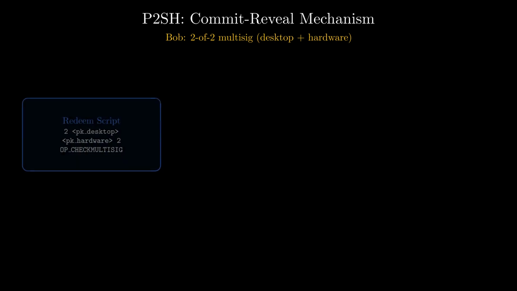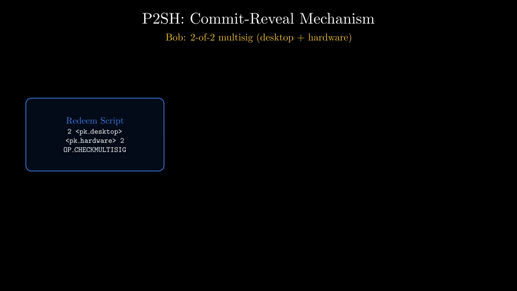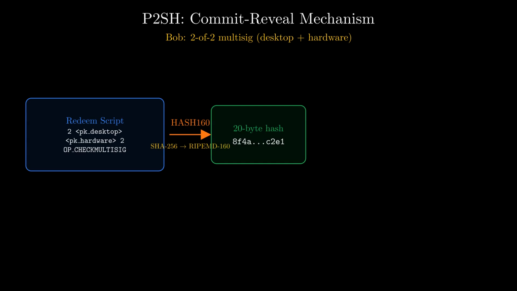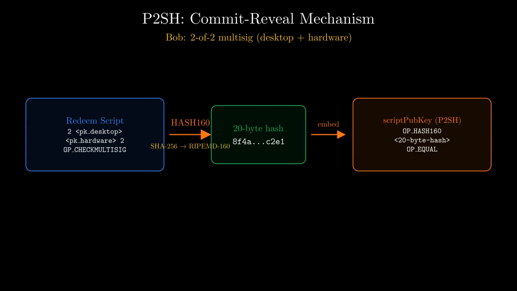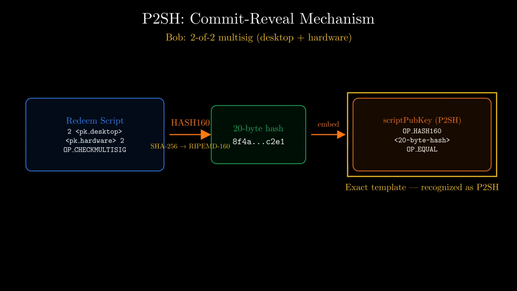Here's the mechanism concretely. Bob wants 2 of 2 multi-sig. His desktop wallet and his hardware device must both sign. He writes the redeem script listing both public keys and OP_CHECKMULTISIG. He runs it through HASH160, that's SHA-256 followed by RIPEMD-160, producing 20 bytes. That hash goes into a fixed output template: OP_HASH160, the 20-byte hash, OP_EQUAL. This template must appear exactly. Nodes recognize it as P2SH.